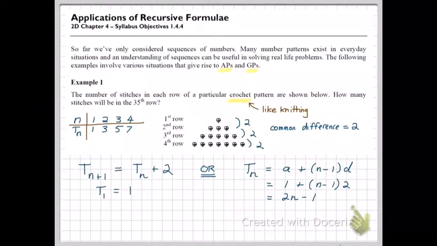So the question asks us how many stitches will be in the 35th row. Well, you can use your ClassPad and either the spreadsheet or the sequence app to work it out, and you'll get T35 equals 69. Using the direct approach to jump to the value, you can just substitute 35 for n and multiply that through, subtract the 1, and you get 69.